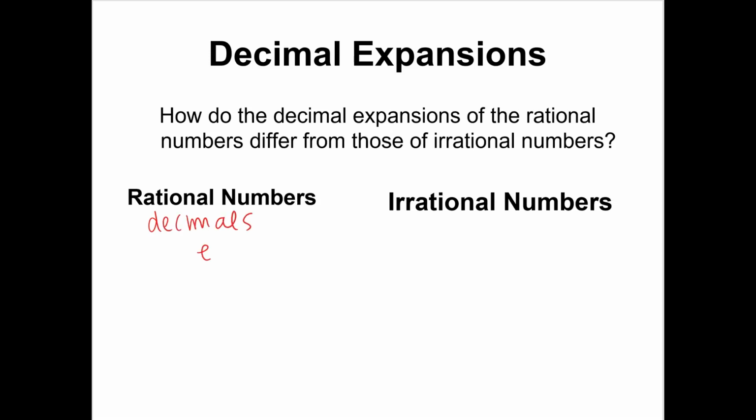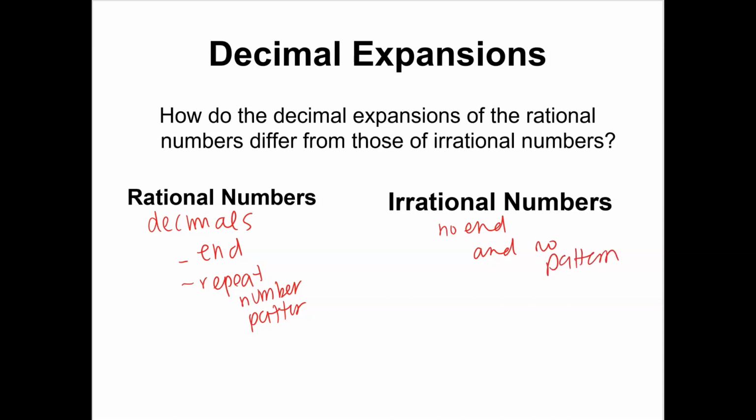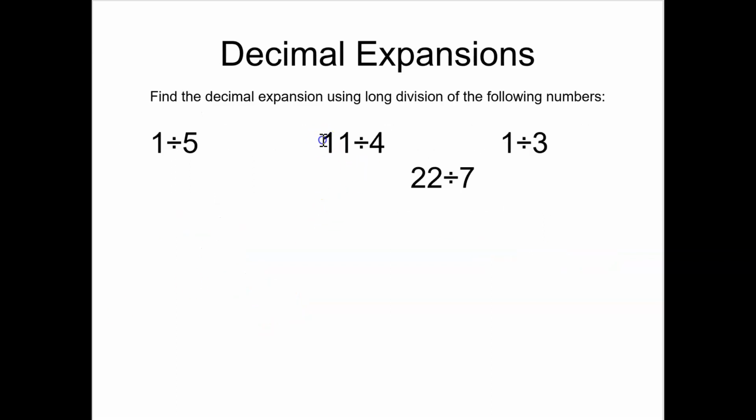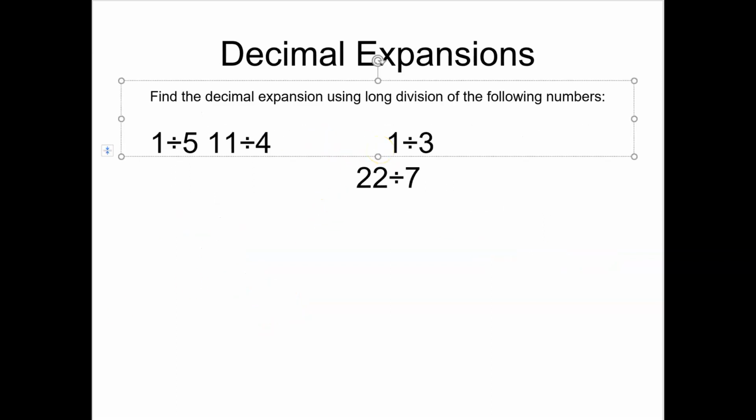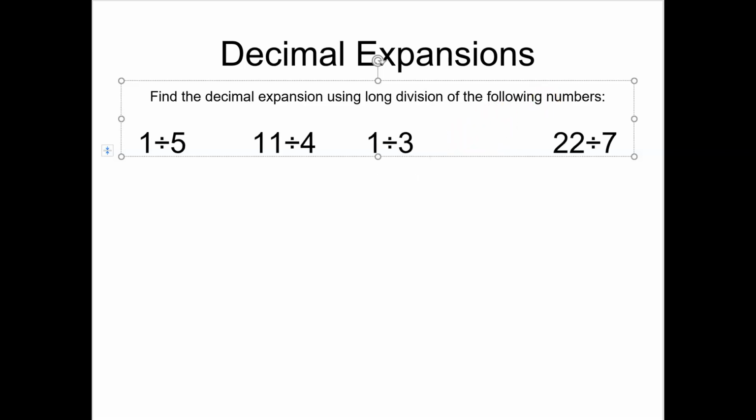So if we just want to look at the decimal expansions here, for rational numbers the decimals end or they repeat, either a number or a pattern. And here they don't end, no end, and no pattern. So when we look at the expansion of a decimal, that's really what we want to do. So find the decimal expansion using long division for the following numbers. I'll show you how to do it, if you don't remember how to do long division.